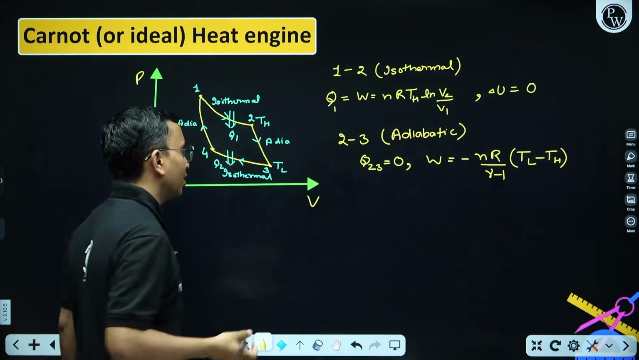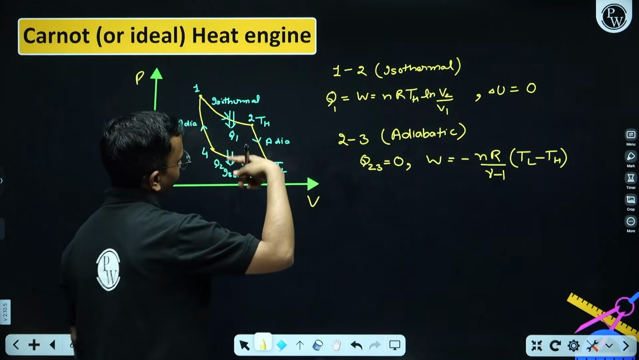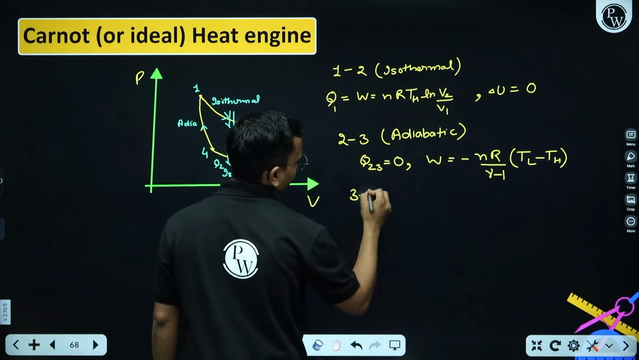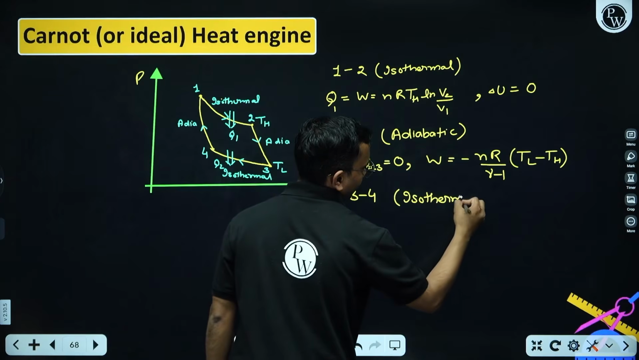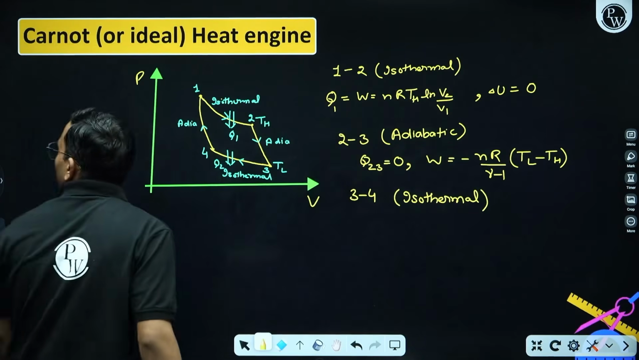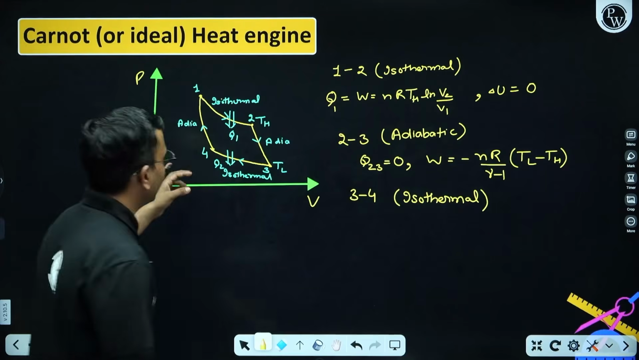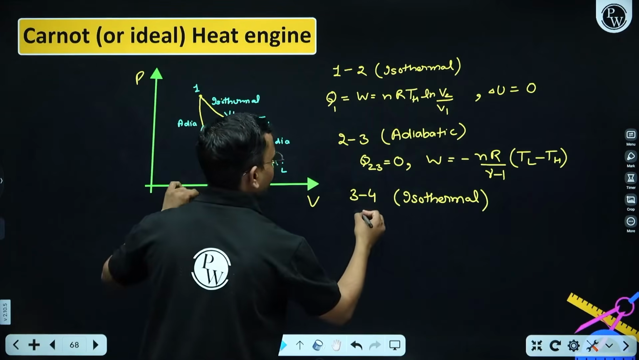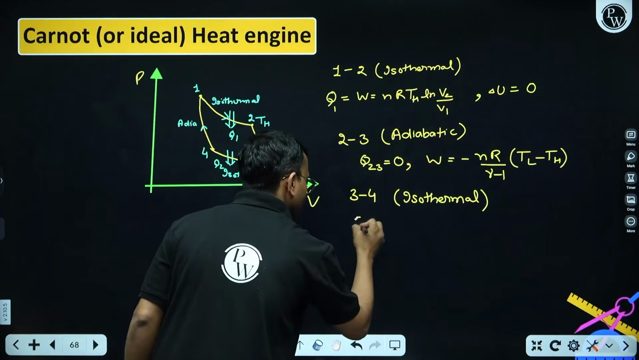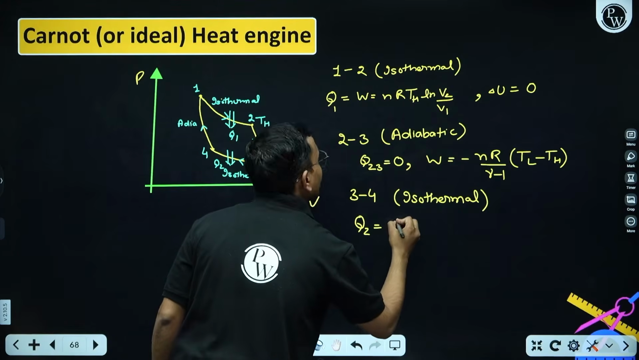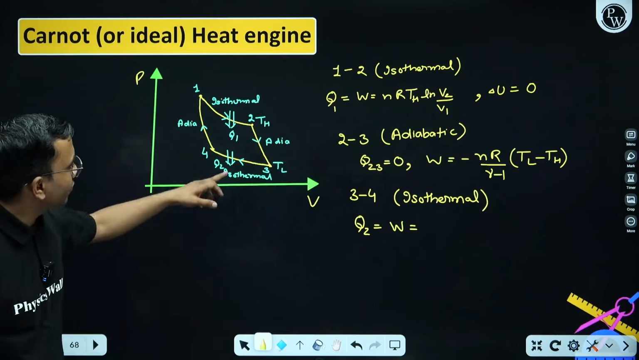Now 3 to 4. That is isothermal. If that is isothermal, then we can write here Q3, that is my Q2, basically, and that is equal to the work done. How much is the work done? nRT ln V2 by V1.